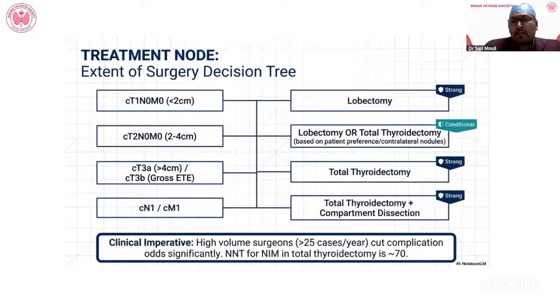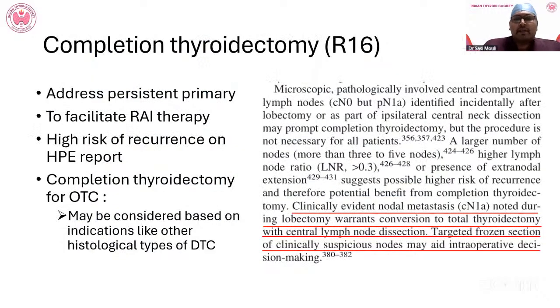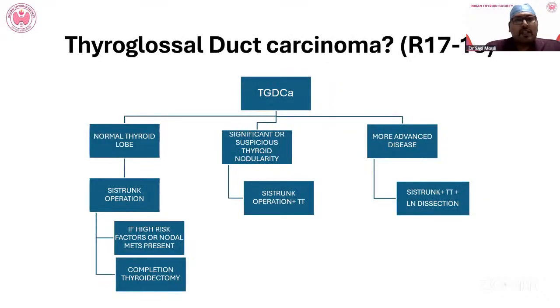Now, this is the treatment summary where you can see that T1 and T2 lobectomy, and T2 lesions total thyroidectomy in certain cases, whereas anything more than that is always total thyroidectomy with or without neck dissection, depending on the nodal burden. Now, completion thyroidectomy remains the same. There are no differences per se, but you can consider completion thyroidectomy for oncocytic thyroid carcinoma because they are a little more aggressive, and also the radioiodine therapy may not be much useful in them.